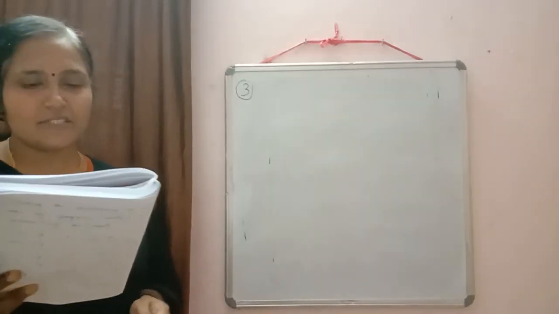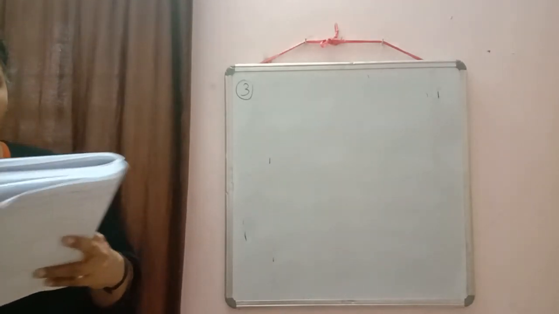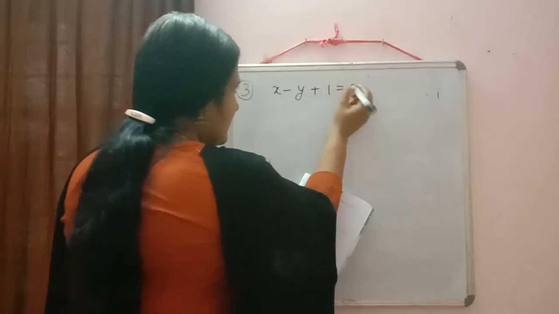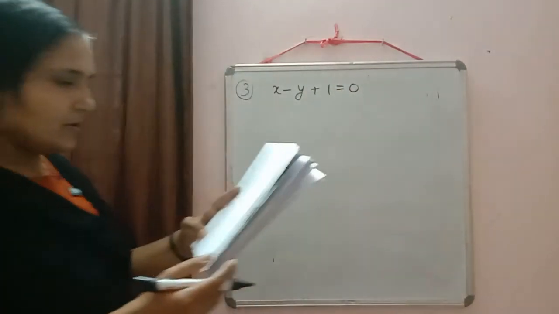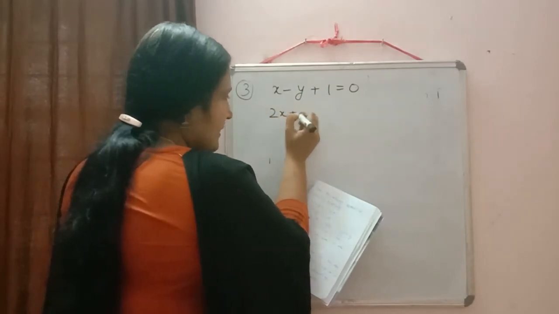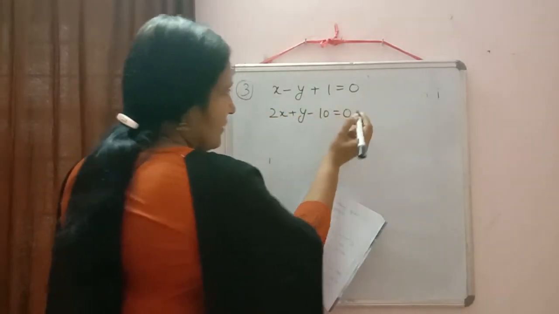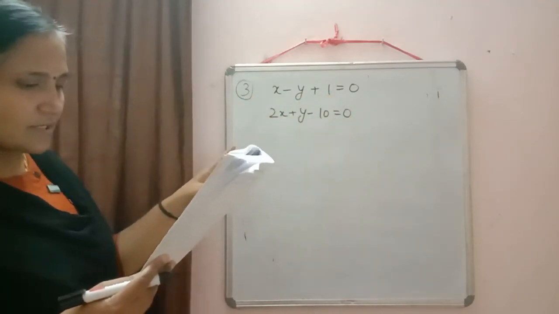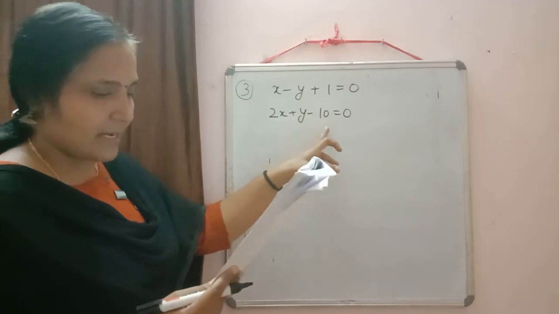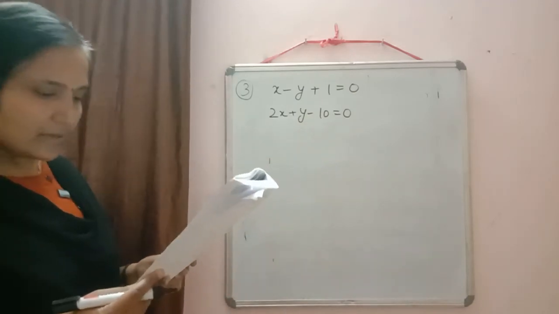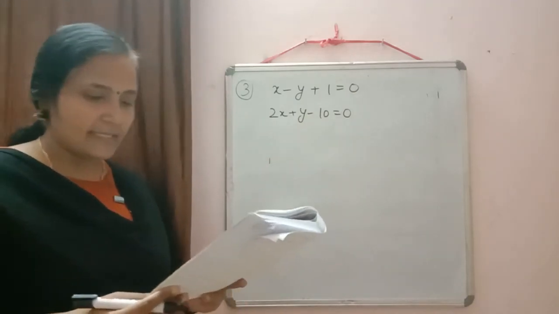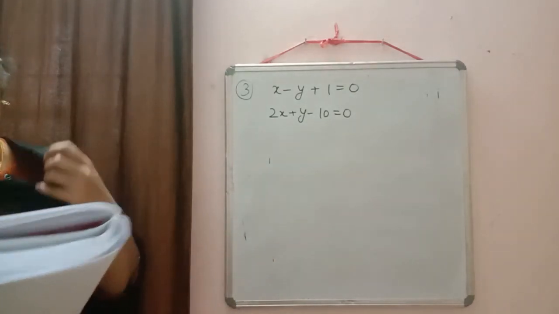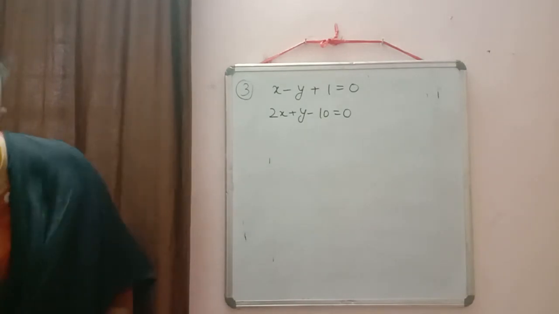All of you, next question write down. Draw the graph for the equations x minus y plus 1 is equal to 0 and 2x plus y minus 10 is equal to 0. Calculate the area bounded by these lines and x-axis. So shall we start? Okay.